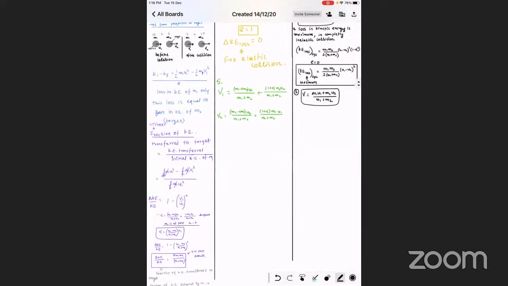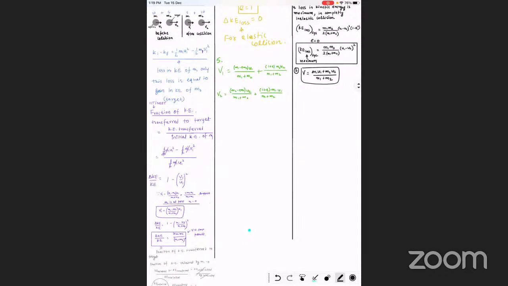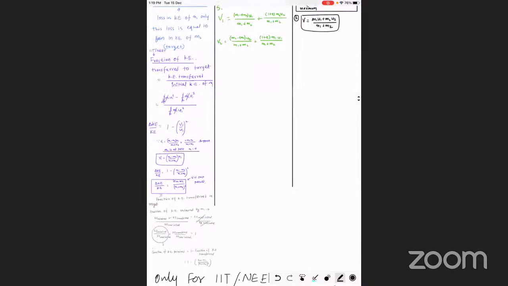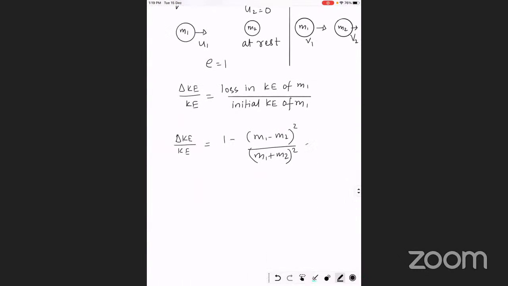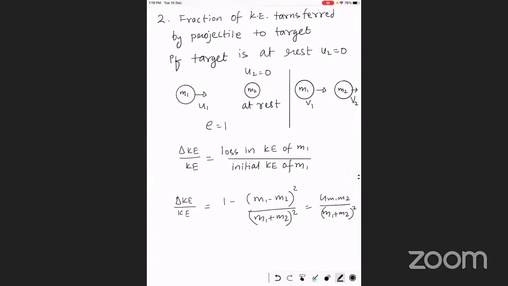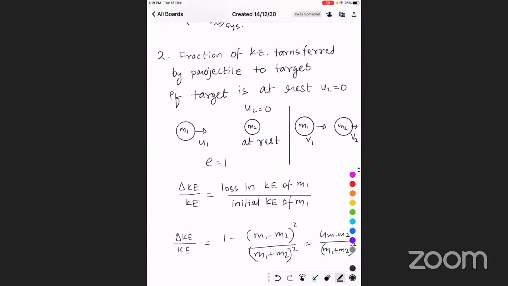Let's see, let's check. Yes, there it is. This is the formula, right? And if we solve this further, we'll get 4 m1 m2 upon (m1 plus m2) whole square. Am I right? Yes, sir. Remember the conditions, okay? Now one more thing. Copy this again, or if you remember, then there is no problem.